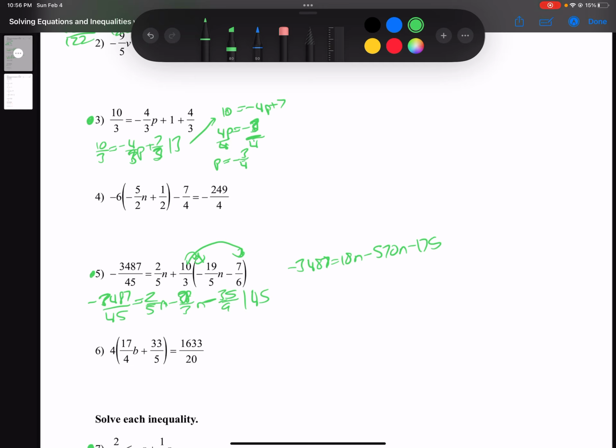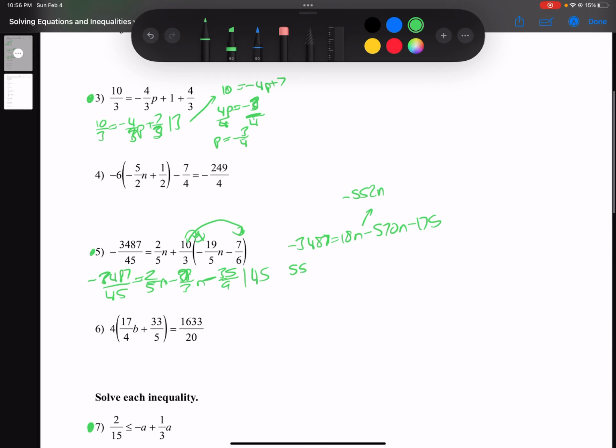So what we're going to do is combine like terms and then put it to the left side. So the n terms end up being negative 552n. But then we're going to move it to the left side, and then it's going to be positive. And same applies with the big number, negative 3,487. So it's 552n is equal to, so we just add the numbers, and that ends up being 3,312. And the answer, because we divide by 552 to get the n by itself, n ends up being equal to 6.